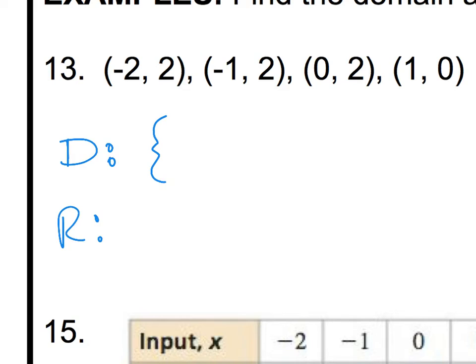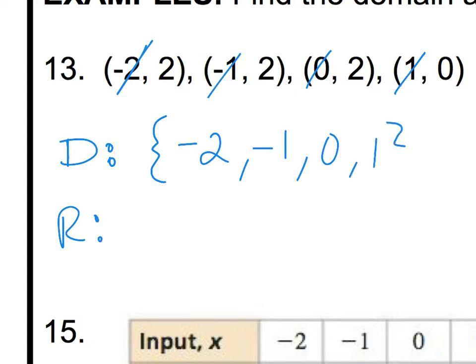So let's figure out these. I'll give you the first two. -2, -1. And I like to cross off as I go. That way I make sure I do them all. What's the next one? 0. And 1. Close the brackets. Good luck with drawing the brackets. I know they're kind of difficult.